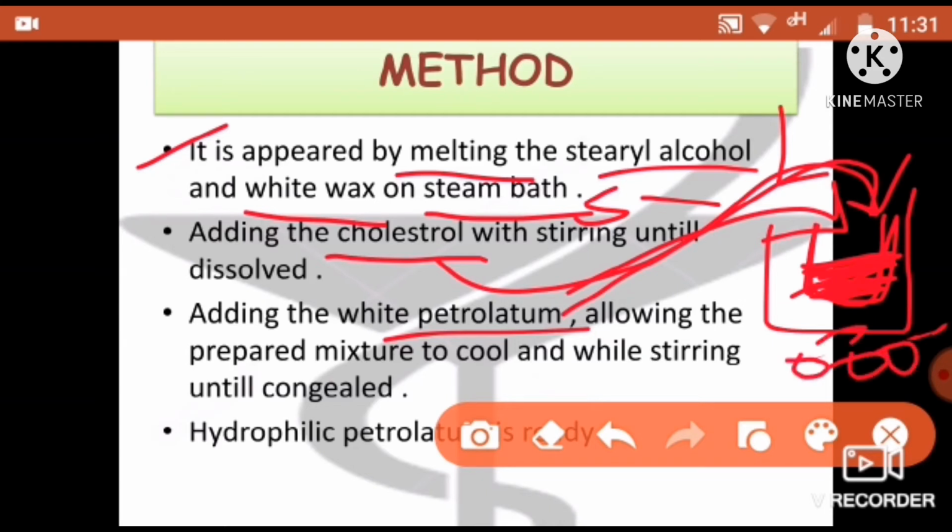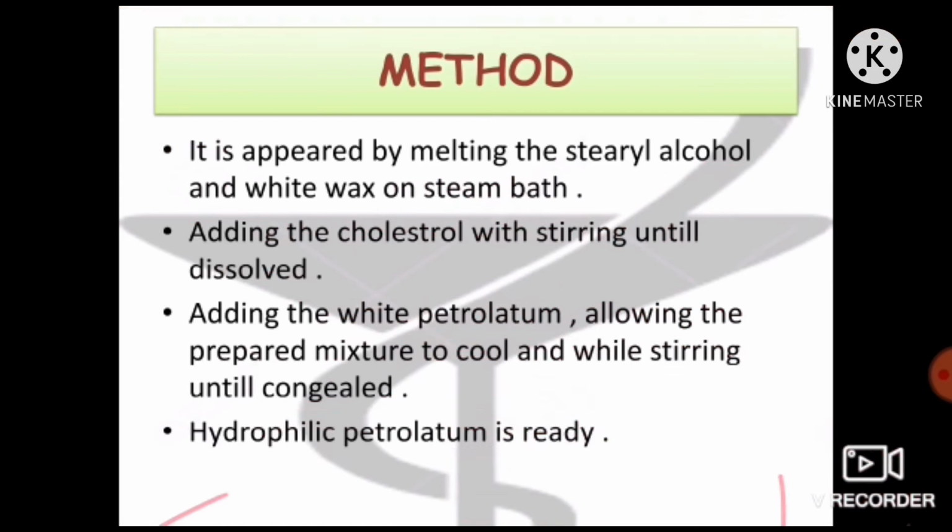This ice, okay? Now allow it to cool. We are not going to cool it by ice, but I also wrote the symbol there, so you can remember from this symbol that it is ice cooled. So the mixture is cooled while stirring until congealed. Okay, what's meant by congealed? Congealed means mixed together, don't separate out, and forming a semi-solid form. So hydrophilic petrolatum is ready.